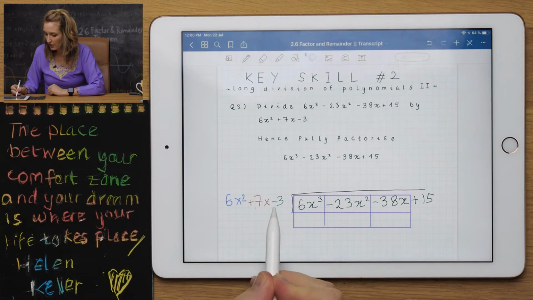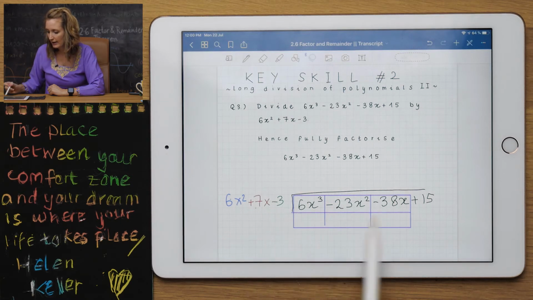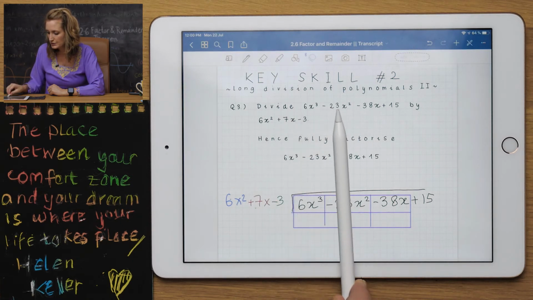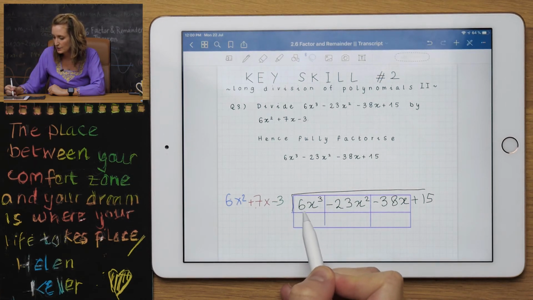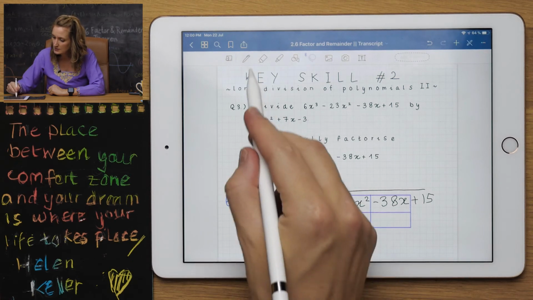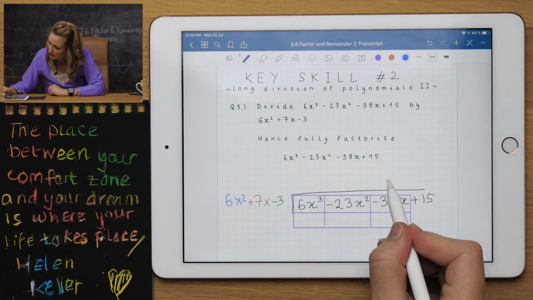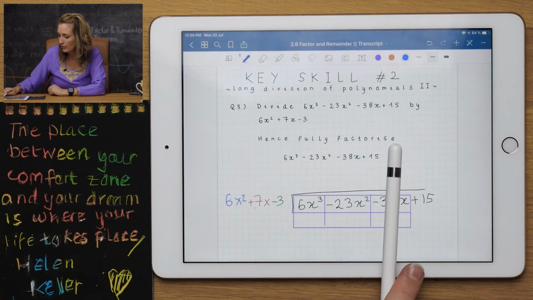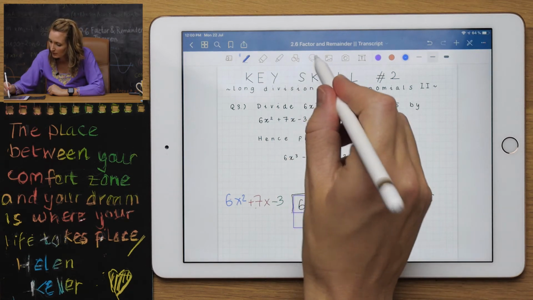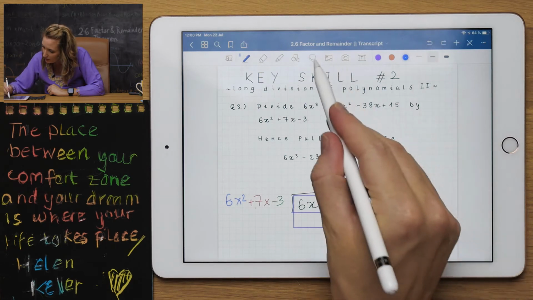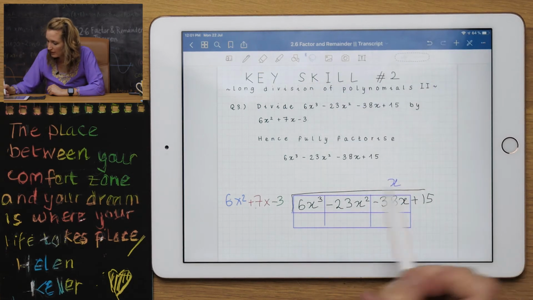Because we've got 3 terms in the divisor, we're going to be working in blocks that have 3 columns, 1, 2, 3. The process is going to be exactly the same, but at the end, we're going to multiply by each of the 3 to fill up these ones here. So we're going to start with divide. So 6x cubed divided by 6x squared is just x. We're going to put that here. Keep all your columns nice and neat. So this is the x column. I'm going to put this in purple so we can see where that's come from. Okay, so this has come from block 1.